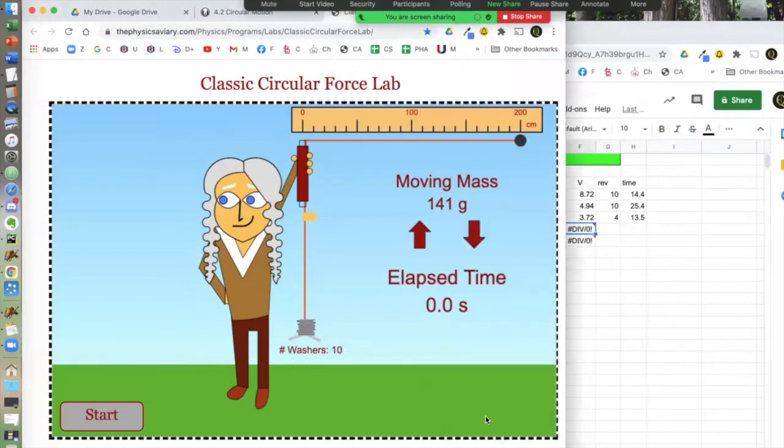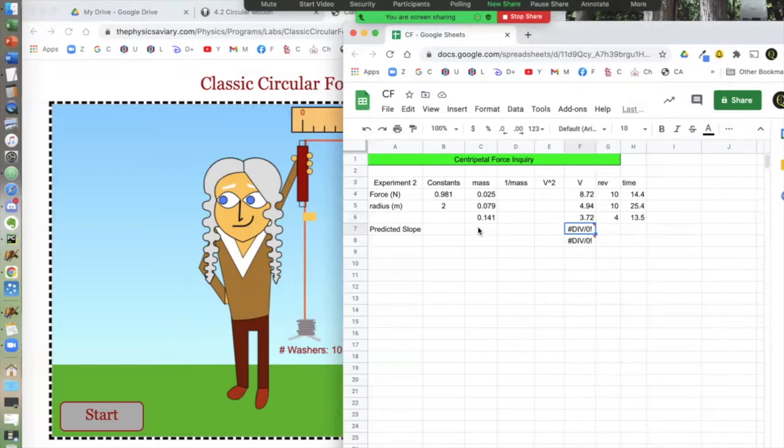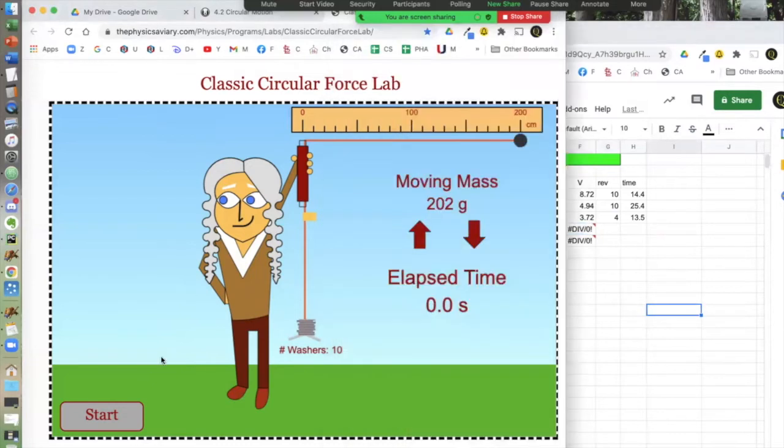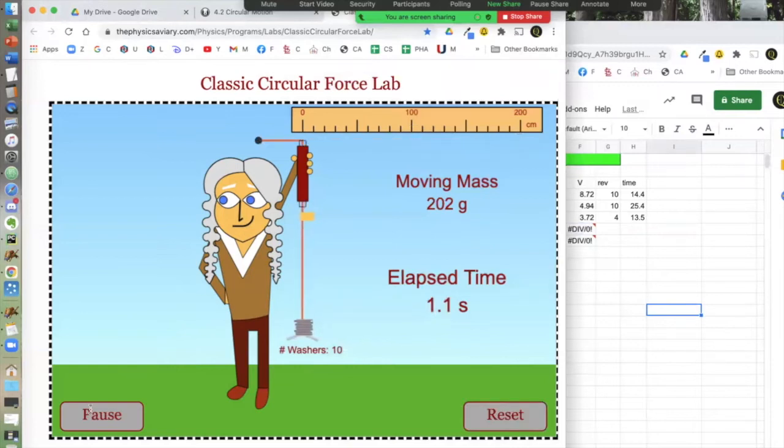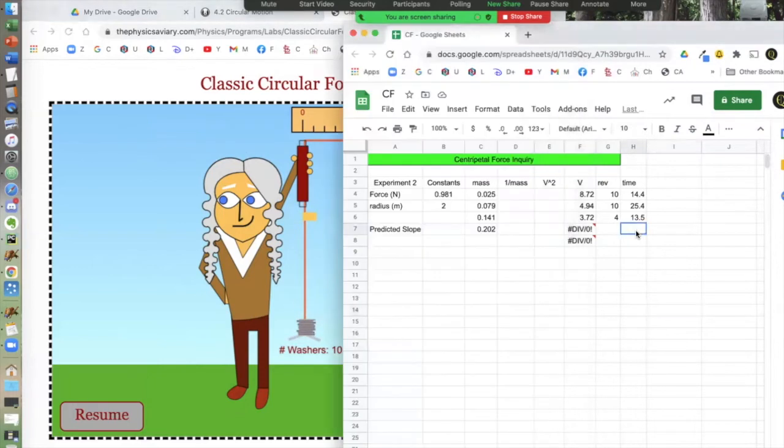All right, reset. 0.202 kilograms. And we're going to start. 1, 2, 3. So 12.1 seconds, and I only did 3 revolutions that time.